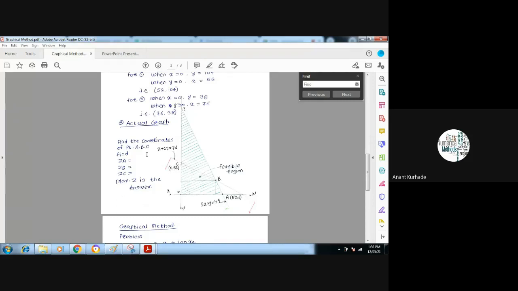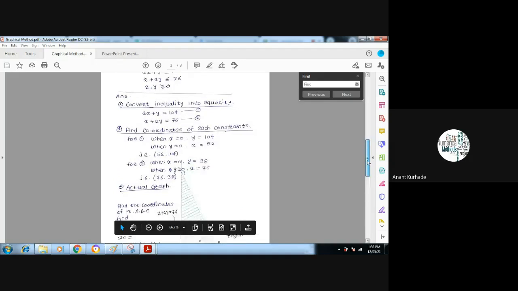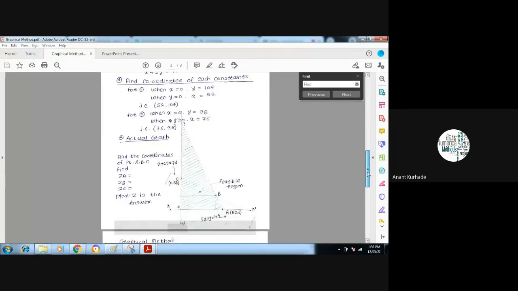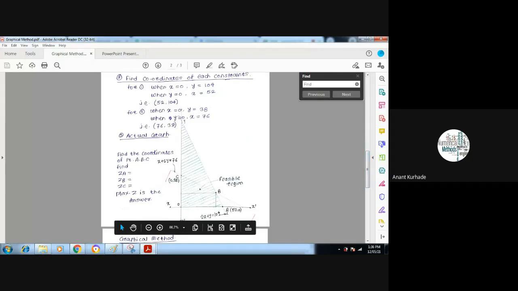Now what is given? Find the coordinates of points A, B, C and find Z at A. So what is our objective function? The objective function is 6x plus 11y. We have the coordinates of point A, 52 comma 0. So you can write 52 into 6 plus 11 into 0, and you get some value, ZA.